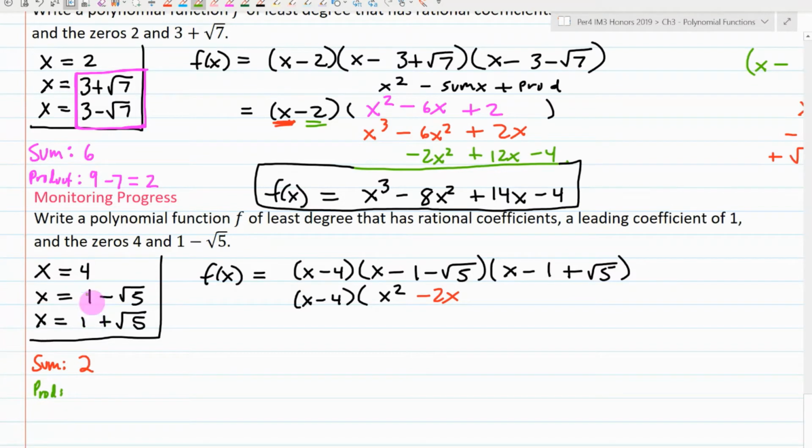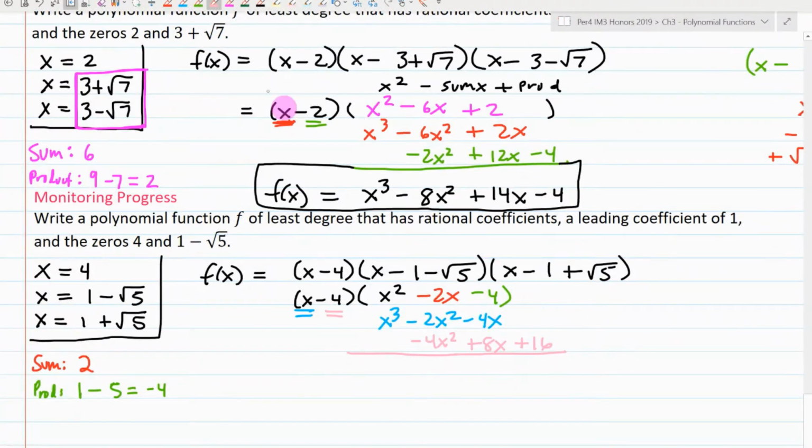The product, I multiply 1 times 1. Sometimes people multiply 1 times 1, and they put 2. And then I multiply negative radical 5 times positive radical 5. So that's minus 5, so that's minus 4. Then I will multiply x times all 3 of these, x to the third, 2x squared minus 4x. And then I will multiply negative 4 times all 3 of these. So negative 4 times x squared, negative 4 times negative 2x, and negative 4 times negative 4.